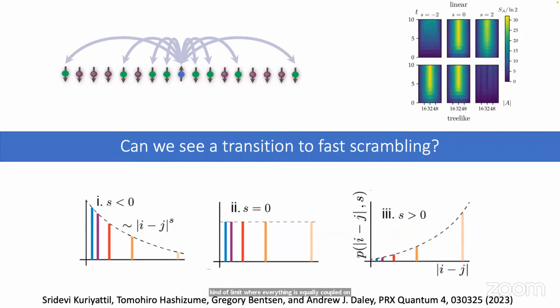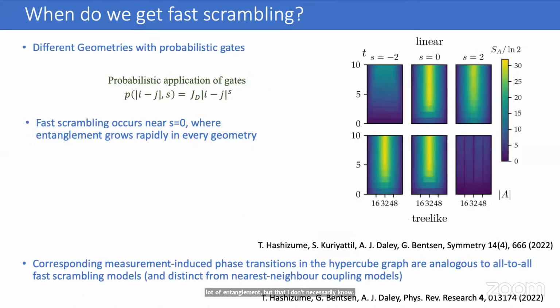And the other question is, can we actually build a useful state with this, and not just scramble to something that is just a state that has a lot of entanglement, but that I don't necessarily know how to use to do something other than study fast scrambling? So can we see a transition?